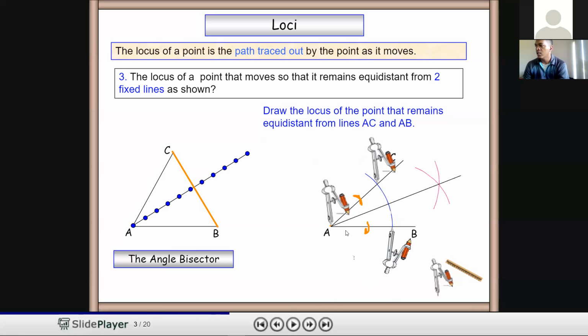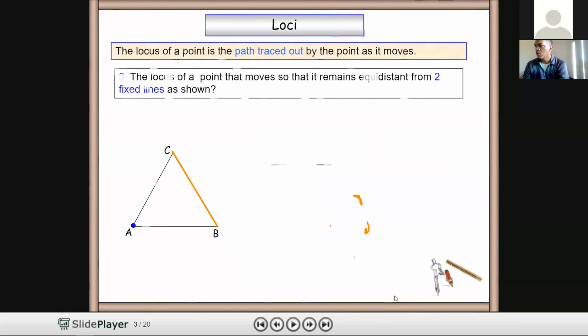Okay. So once we get to that point where we have the two of them meet, we just join point A straight through that one, and that will be the locus. So this means the following. We have now created an equidistant angle. Let me just go back. We have created an equidistant angle.